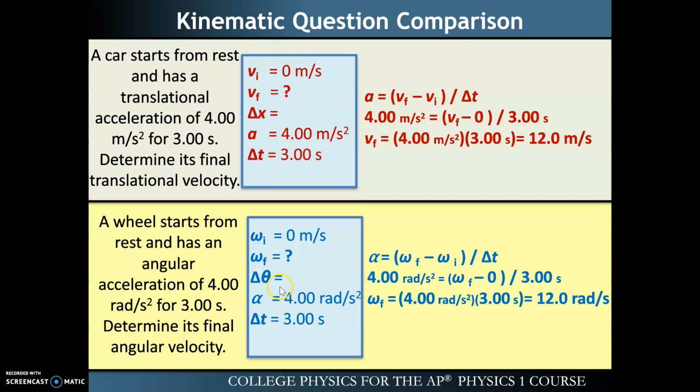So for this example, the wheel starts from rest, so its initial angular velocity is 0, and we want to know its final angular velocity. All right. Our change in angle we don't know. Our angular acceleration is given, and we know the time. So then we can use our angular kinematic equation, the one that does involve angular displacement, to solve, and we end up with 12 radians per second.